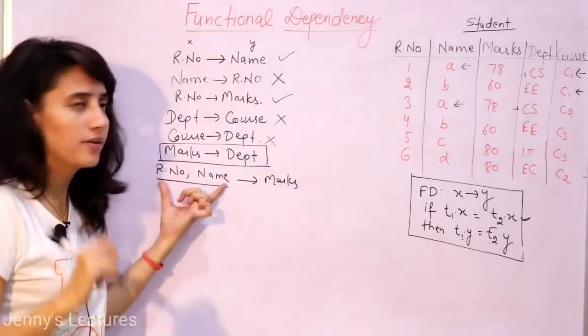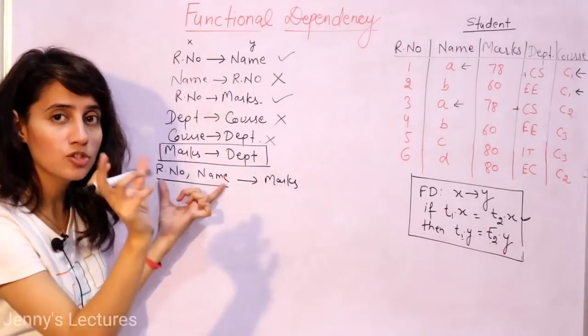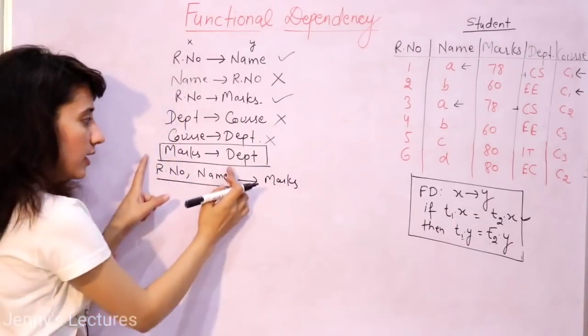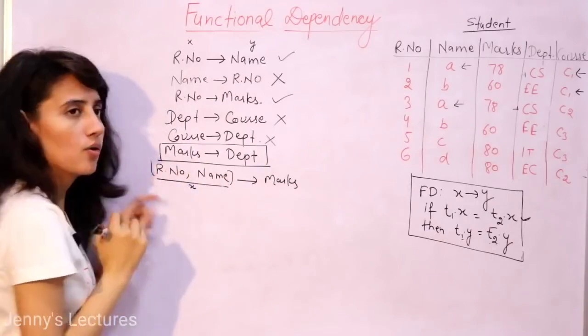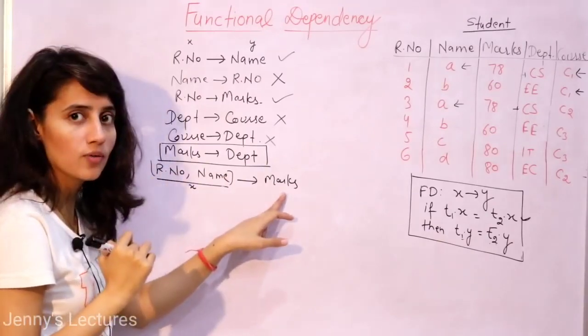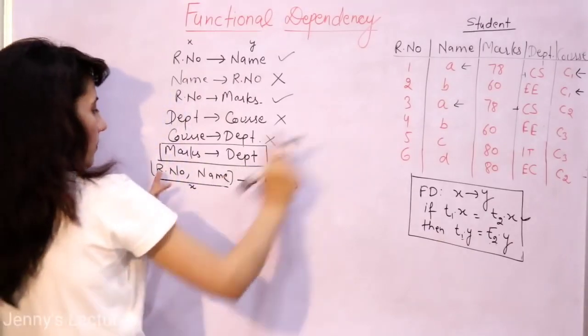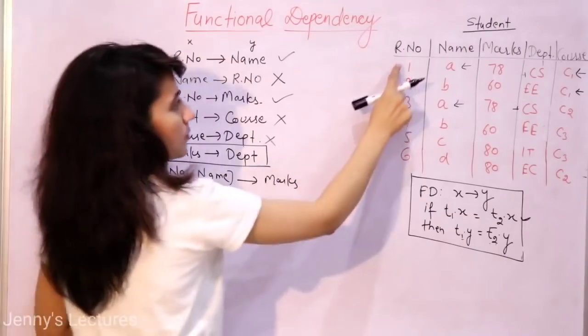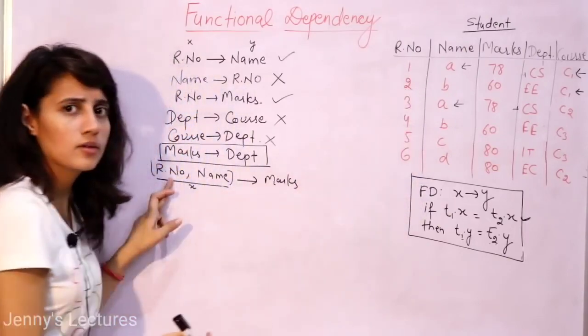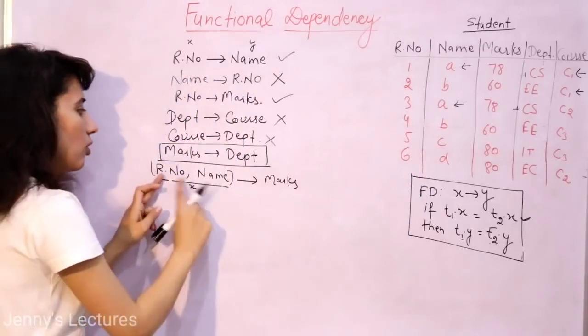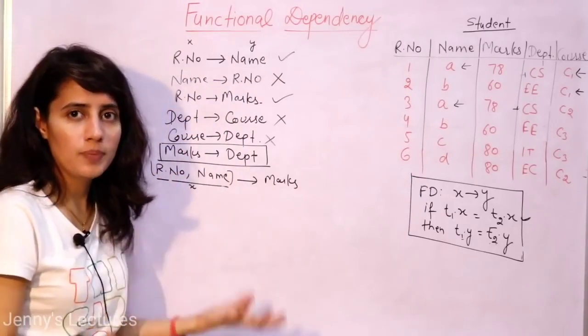Now x is having two attributes. Now see the combination of these two. Consider it as one, means this is what x is now and this is what y is now, right? Now see roll number and name. From here I can easily tell roll number is not repeating. So definitely the roll number and name combination will not repeat.